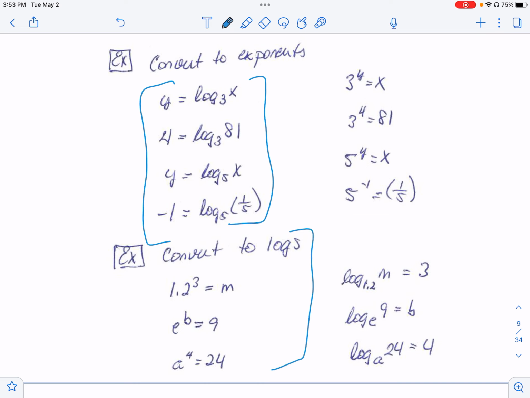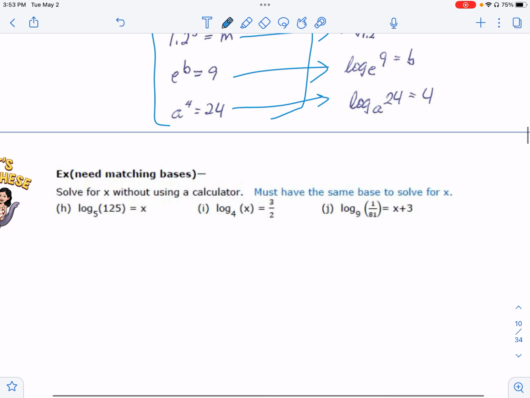This is backwards, convert to logs. So pause here, make sure you know how to convert from exponential to log. All the answers are provided.